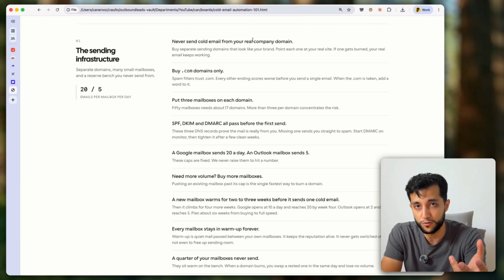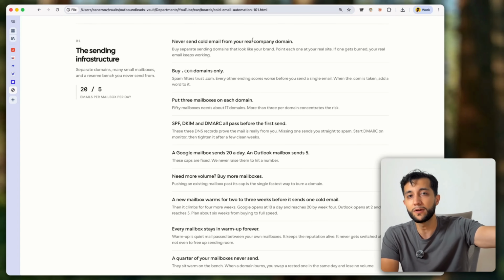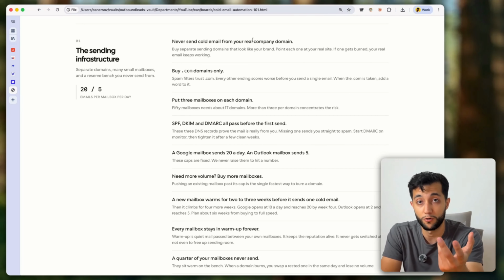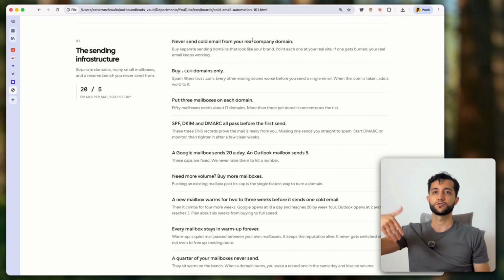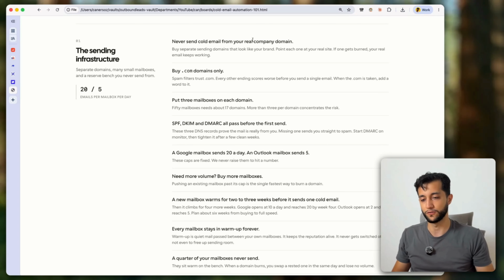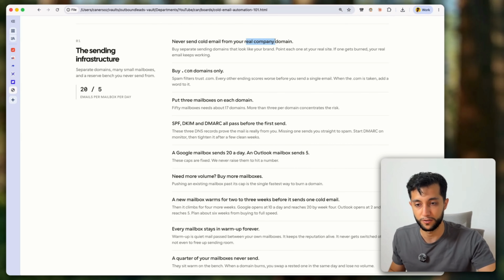And then if they're not going to do it, some email service provider like Google, for example, or Outlook is going to AI analyze all the emails that you're sending. At some point, they're going to flag your domain. So it's going to happen. So that's why you don't send out from your real company domain. That's very important. You buy separate sending domains.